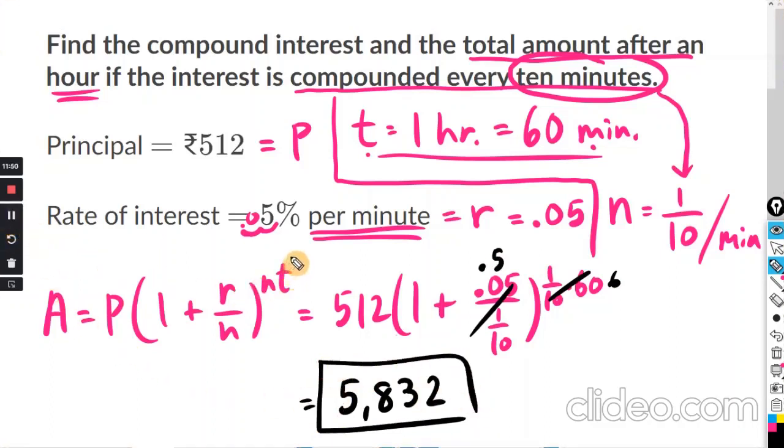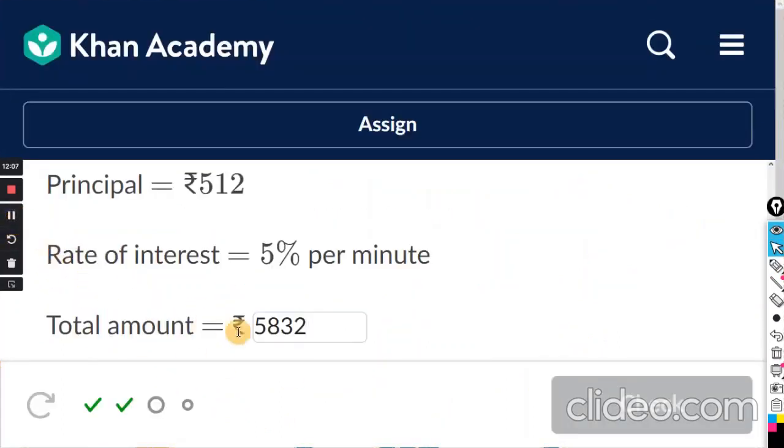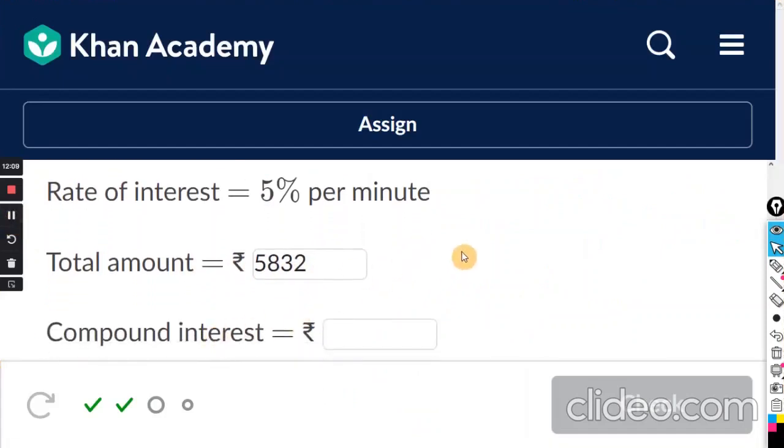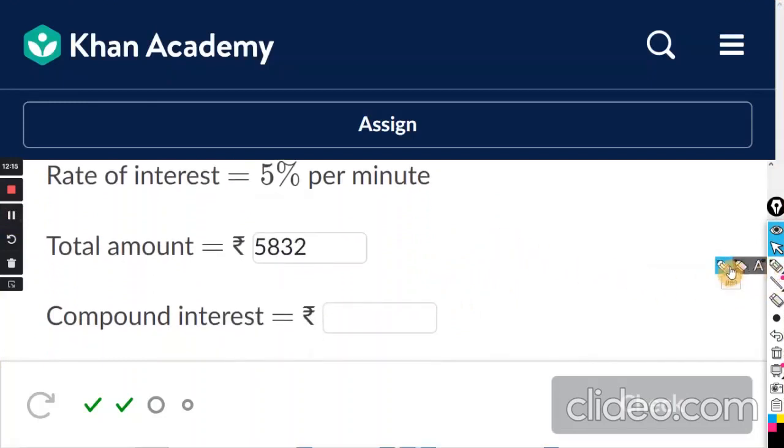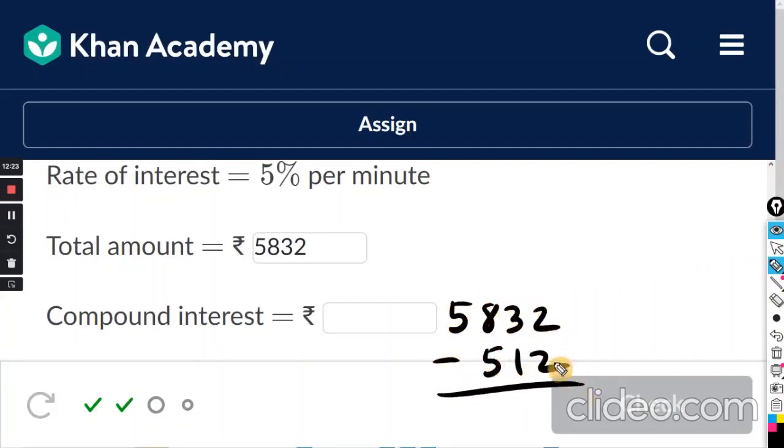Notice that for the exponent, N times T, when we did that, we got 6. And that makes sense because how many 10-minute blocks are in 60 minutes? Well, that's just 6. So this is the total amount. And to find the compound interest, we have to subtract the amount we initially invested, which was 512. So this is going to be 5,832 minus 512. That's 5,320.